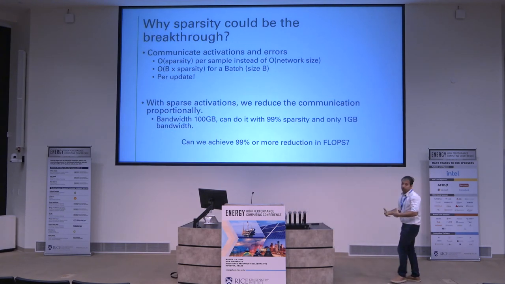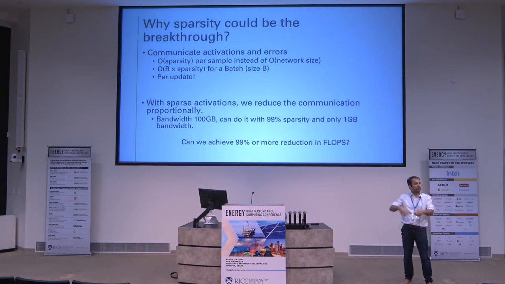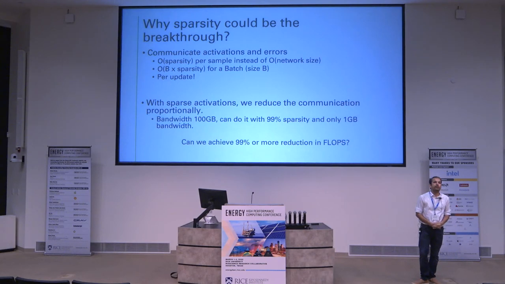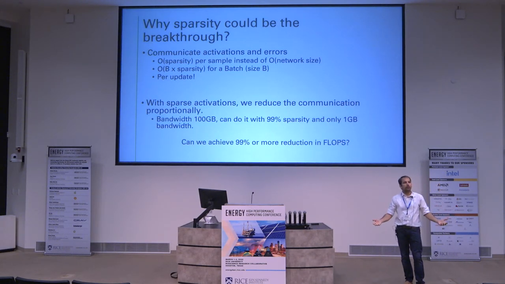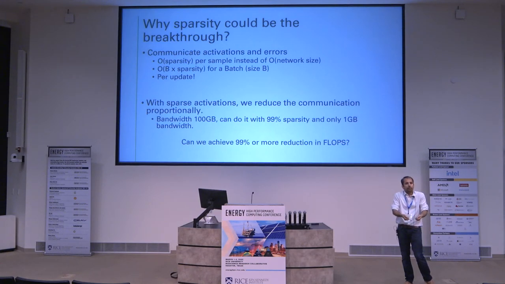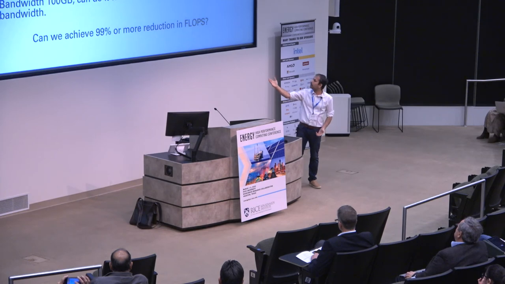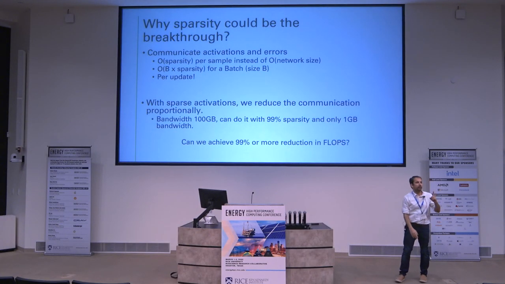Now, why sparsity could be a breakthrough for our use case is the communication. Remember the slide where I showed you the communication was of the order of the parameters. Now the communication could be of the order of the sparsity, because if I am not utilizing all the activations and all the parameters, then I don't need to communicate. I only need to communicate what is needed. For every sample that I'm feeding to the network, if I'm only using 1,000 parameters, my communication footprint is of the order of 1,000 rather than a million or a billion. So if I can do something at 100 gigs bandwidth with 99% sparsity, I can do that with 1 gig bandwidth.